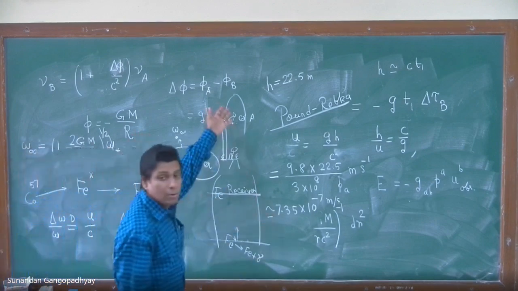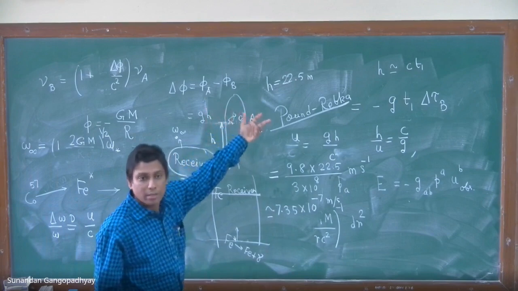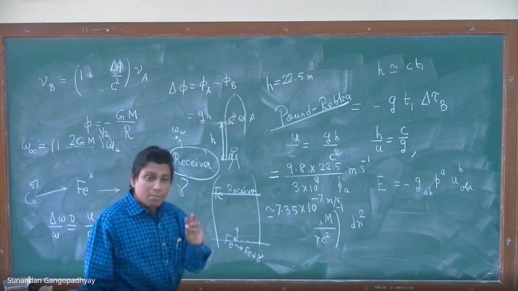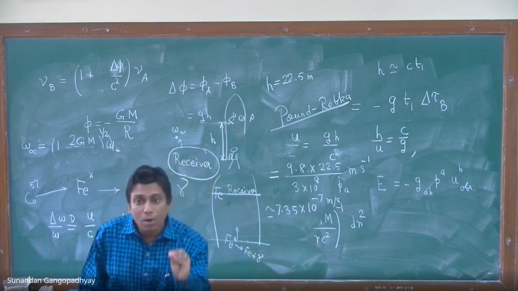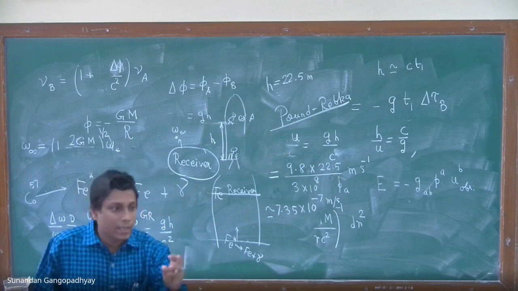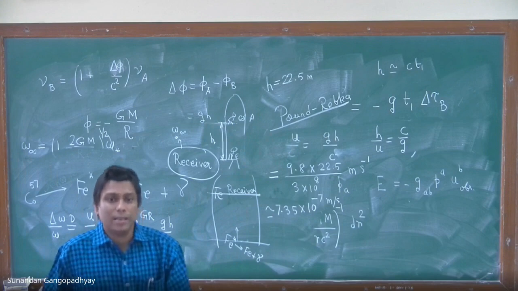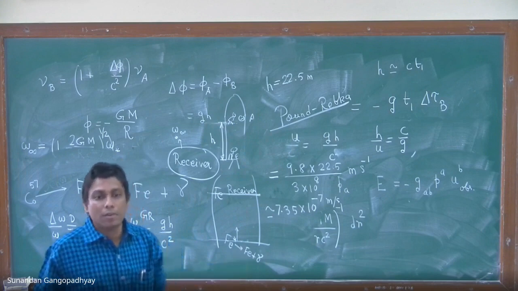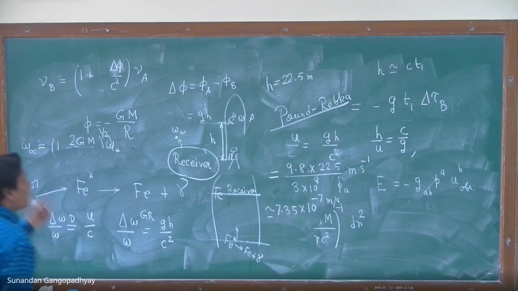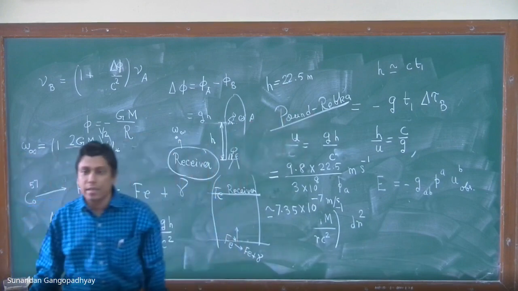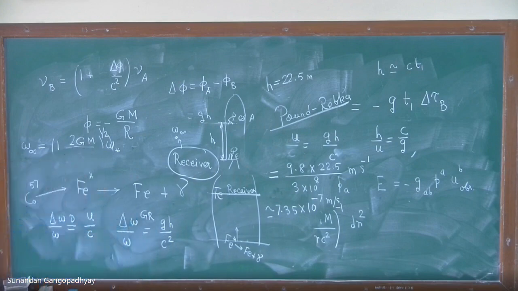So this is Jefferson laboratory, height is 22.5 meters. gh by c square is very small. We have calculated it already. But that small effect you are measuring in a phenomenon which happens at a very small length scale, and that is the nuclear physics domain. And this was done, as I mentioned, in 1958, and verified in 1959. This was the first direct evidence that gravitational redshift is there, and Einstein's theory is working. Good. So, do you have any questions at this point?